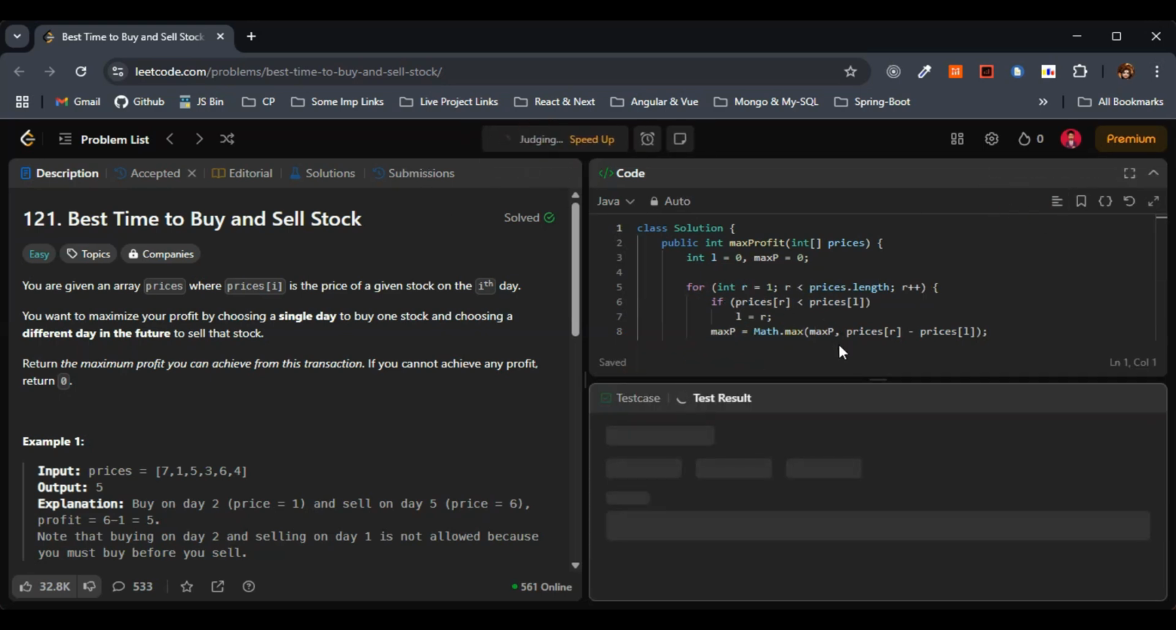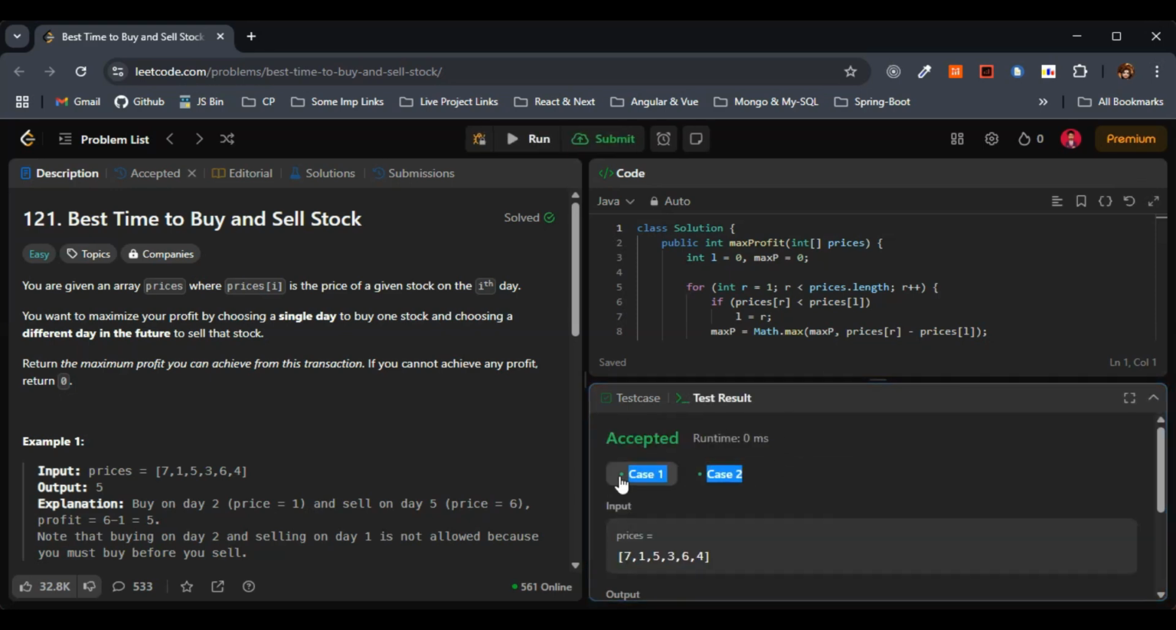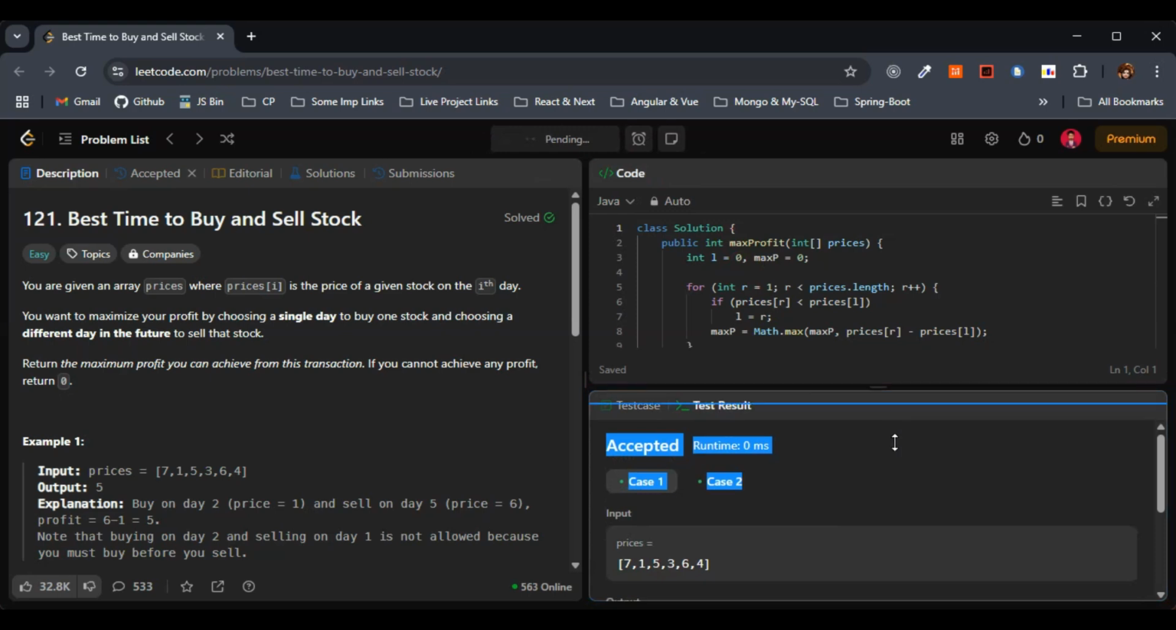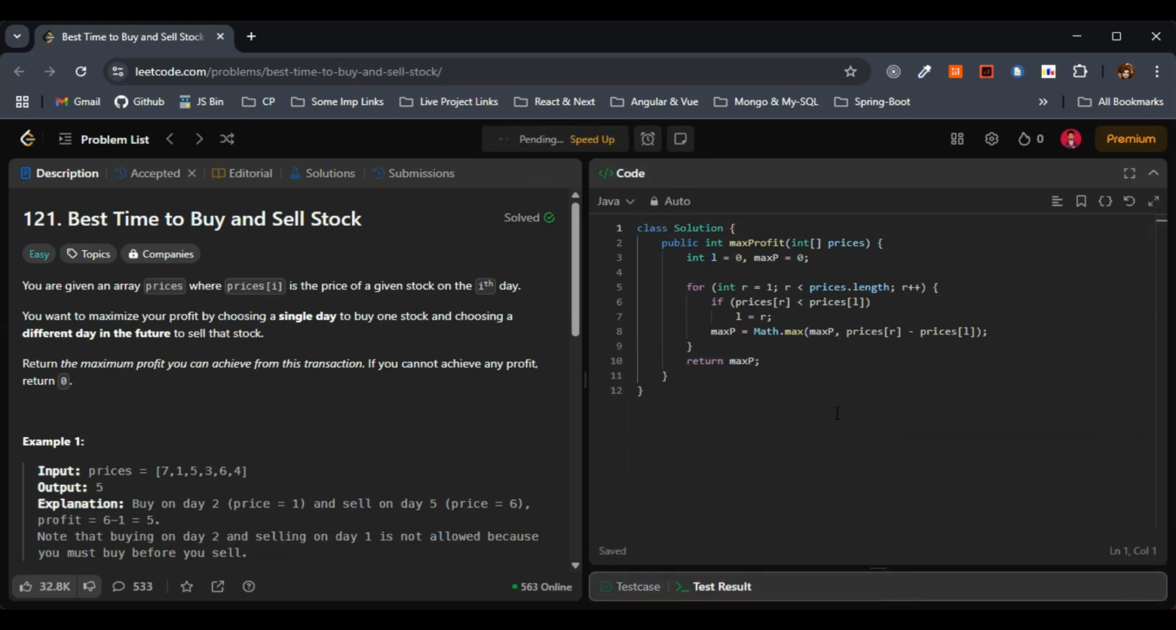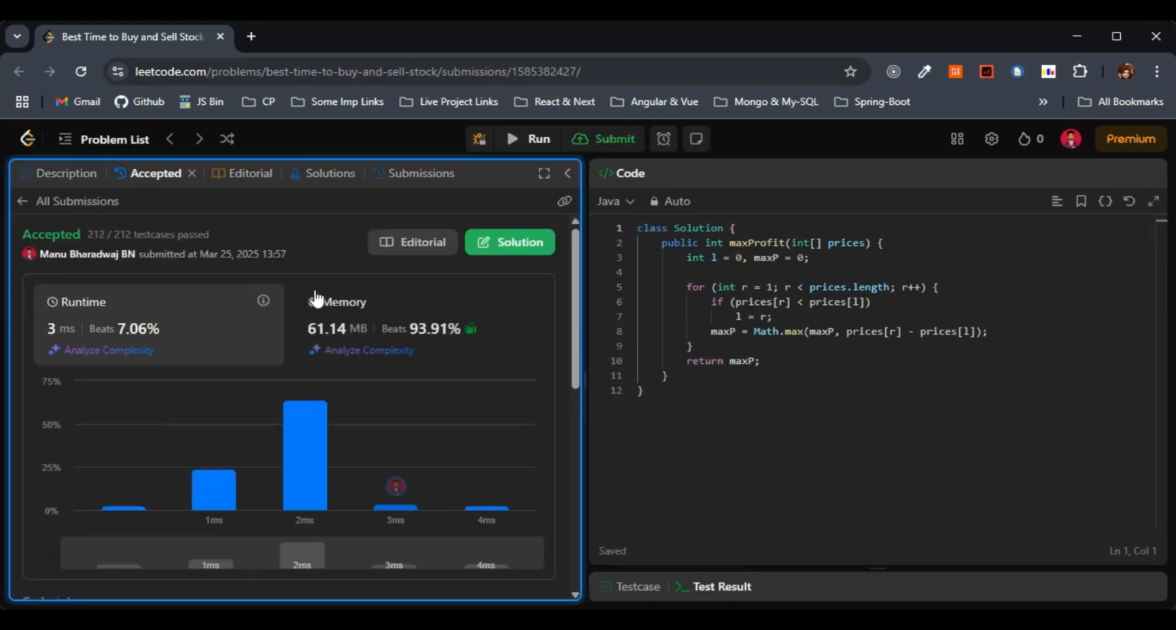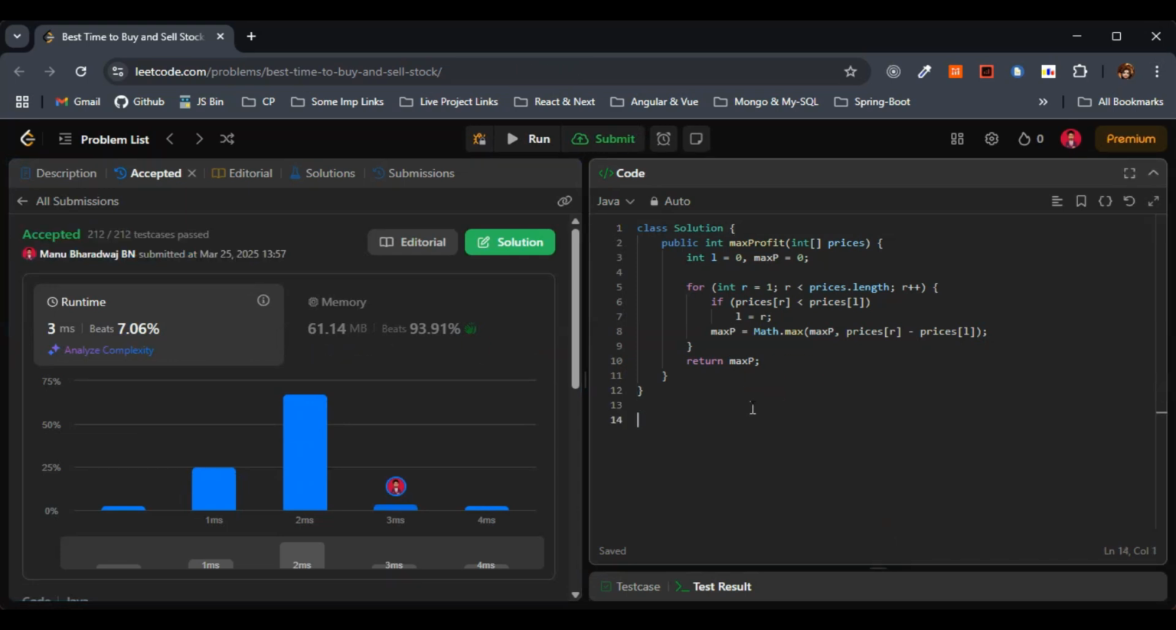I hope this works. Let's see. You can clearly see the sample test cases are getting passed. So let me hit the submit button quickly. Here you can clearly see all the test cases are getting passed, which means the code works absolutely correctly in this case, right?